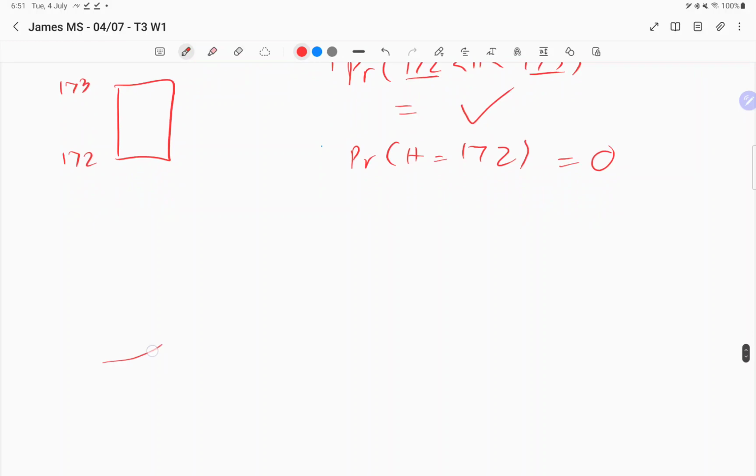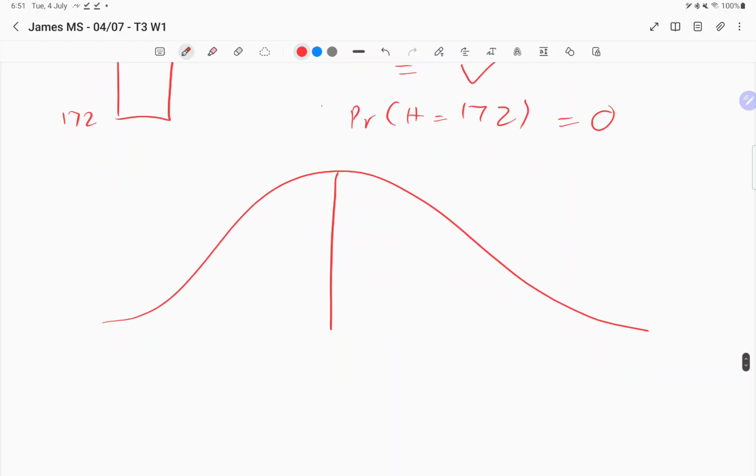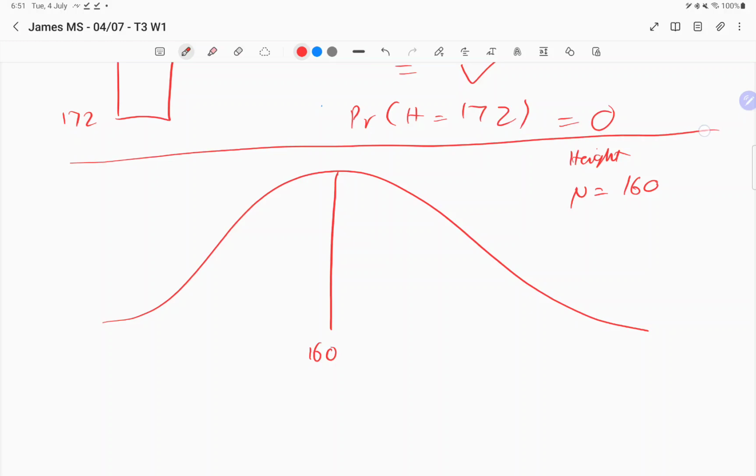So let's say we measure the height of people in your school, right? And let's say the average height is 160, okay? So the mean is 160, the height of students at school. I'm using, this is hypothetical, it's not accurate, so don't think too much about the numbers. And let's say the standard deviation is, I'm going to make it up, 5, okay?